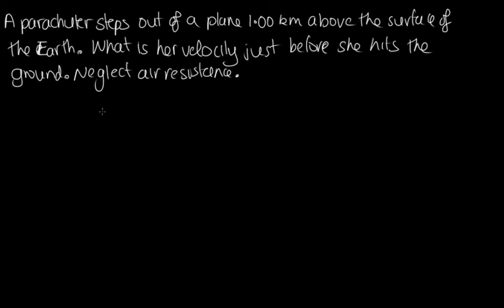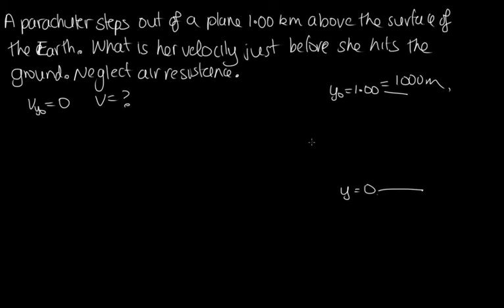So she starts at a height of y naught is equal to 1.00 kilometers, which is 1,000 meters. She ends up at y is equal to 0. Her initial velocity as she steps out of the plane is equal to 0. Her final velocity is what we're trying to find. We know that the acceleration is going downwards and so is negative, and the value is 9.80 meters per second squared as this is on Earth.